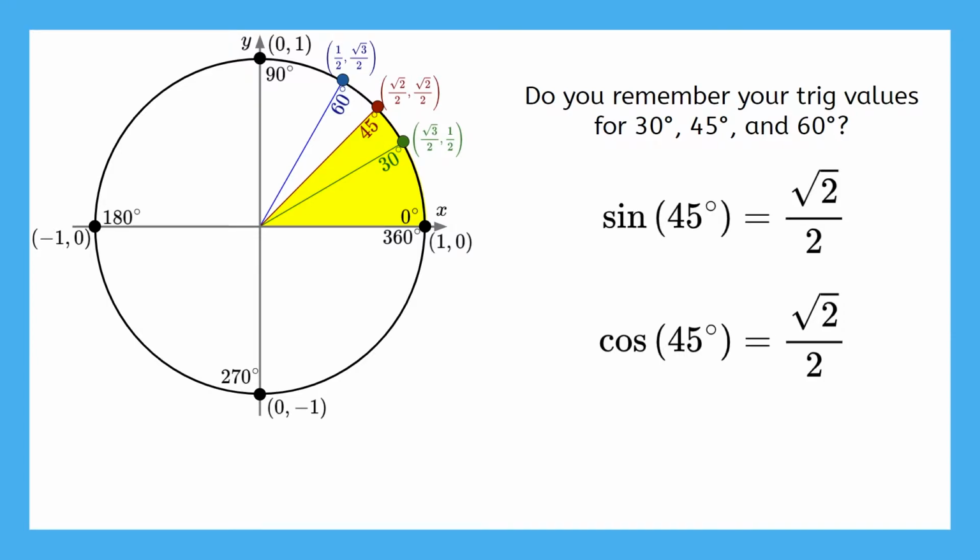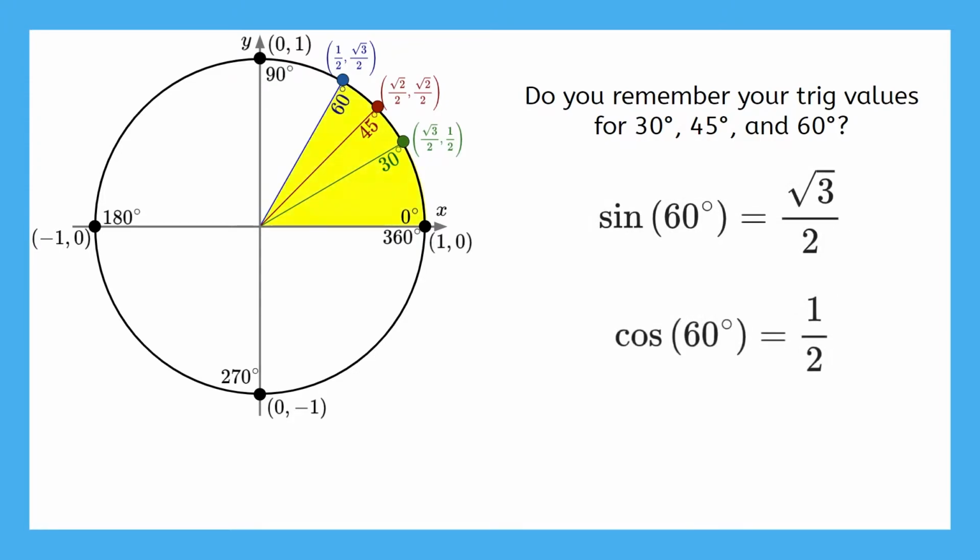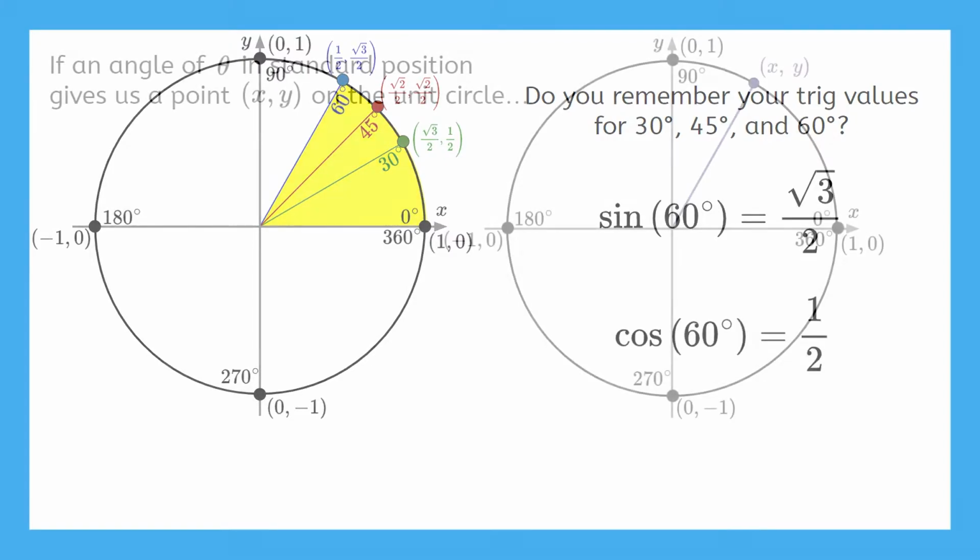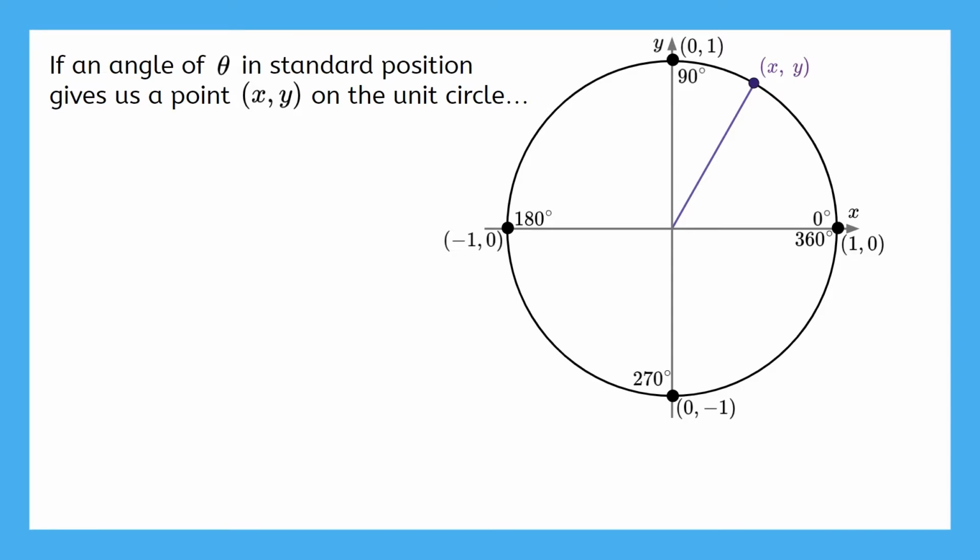It works here too. The x value of this point is the cosine of 45, and the y value of this point is the sine of 45. Okay, well, they're both the same number here, so let's just check 60 degrees. And it works again. Okay, maybe this isn't a coincidence. Turns out, it's not. This is something we can take as a fact.